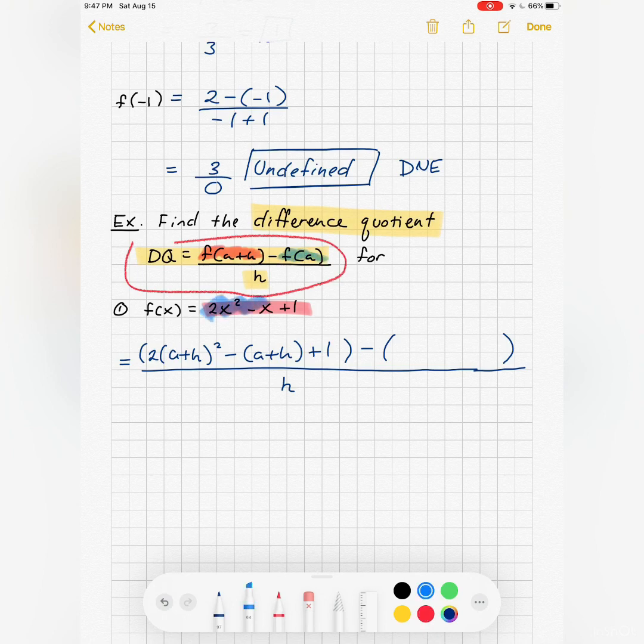Now I need f of a. So now I plug a into the function: 2a squared minus a plus 1. Now I have to do all of the algebra. Remember, (a plus h) quantity squared, I have to do the FOIL, right? Distribute the negative.